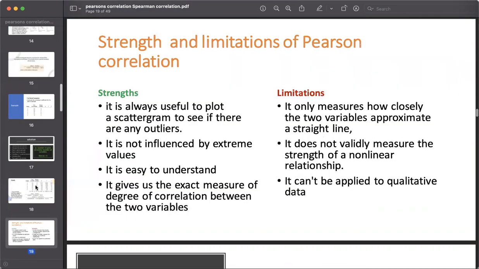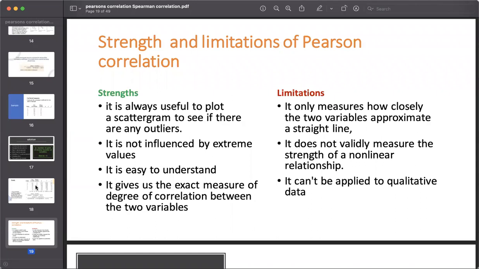Now we discuss the strengths and limitations of Pearson correlation. Strengths: it is always useful to plot a scattergram to see if there are any outliers. It is not influenced by extreme values. It is easy to understand. It gives us the exact measure of the degree of correlation between the two variables.